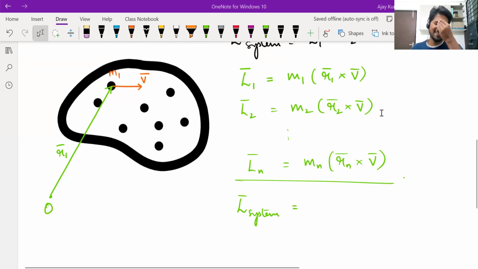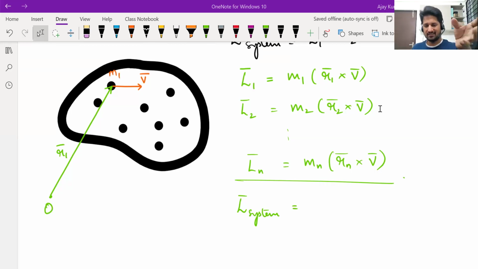If this was an actual class, I would have made you stand. That is not "into." Tell properly. Anyone? First, one of you tell me the meaning of this symbol. Cross product of vectors. You are supposed to say cross. I'm telling this to all of you: never say into.